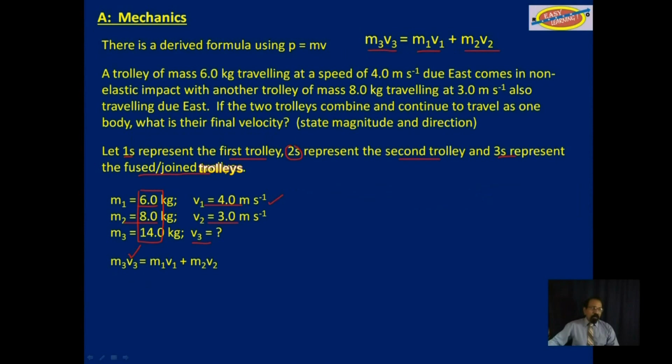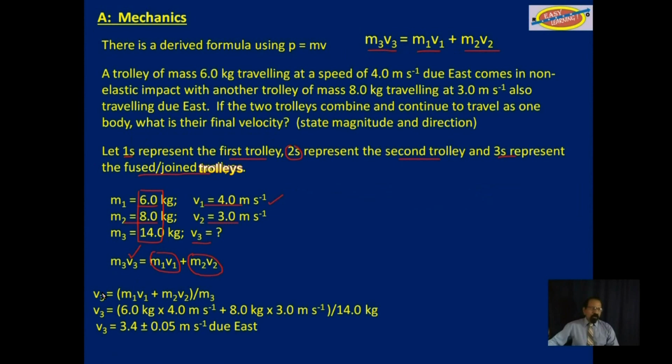We know these. v3 is equal to m1v1 plus m2v2 together, divided by m3. We substitute our values in there, and we come up with 3.4 meters per second due east. The two trolleys were traveling east. Since we are rounding off, we have two significant figures in 2, 2, 2, and 3. Our answer can have up to two significant figures, which would be 3.4.